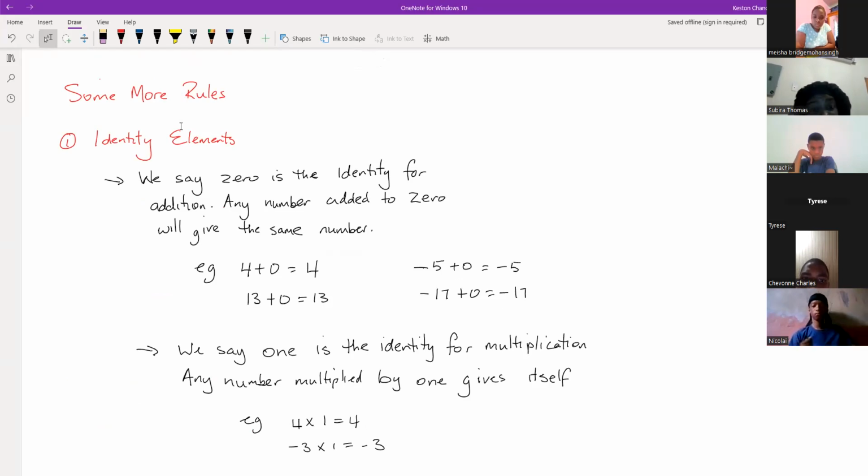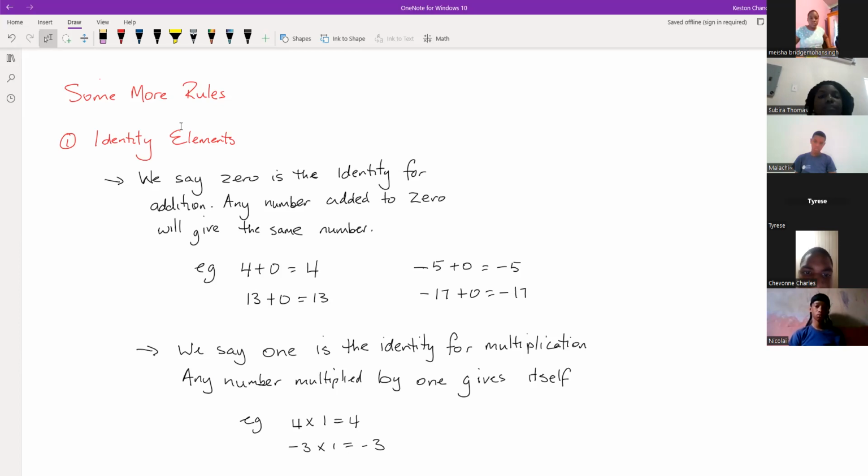The identity for addition is 0. If you add 0 to anything, you're going to get back the same thing you started with. It will return itself. So 4 plus 0 is 4, 13 plus 0 is 13, negative 5 plus 0 is going to give you back negative 5, negative 17 plus 0 is going to give you negative 17.